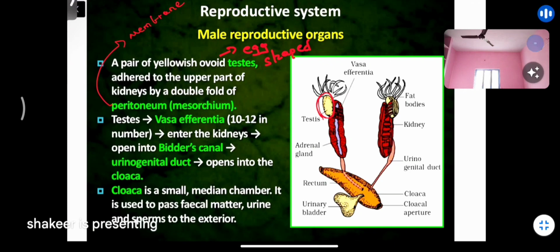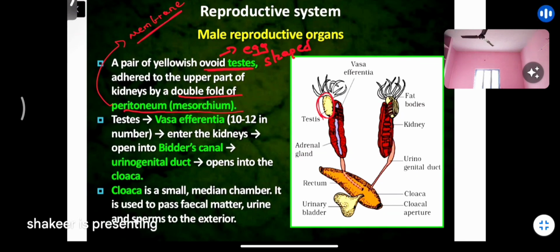See here. A pair of yellowish ovoid testes is present. What is meant by ovoid testes? Ovoid means oval shape, or you can call it egg shaped. Clear? Adhered to the upper part of the kidneys by a double fold of peritoneum, which is also called mesorchium. Adhered means joined. Joined onto the top of the kidneys by what? By a membranous structure. And what is the name of that membrane? Peritoneum. It is also called mesorchium. Peritoneum is the name of a membrane. Are you able to understand? These are all important bits.